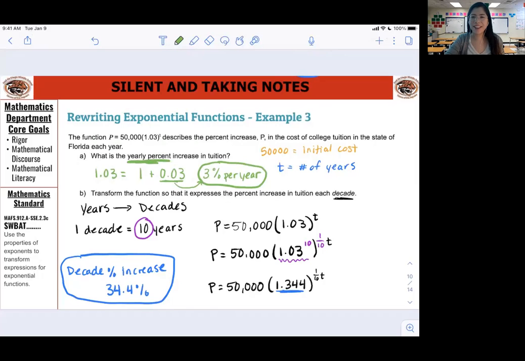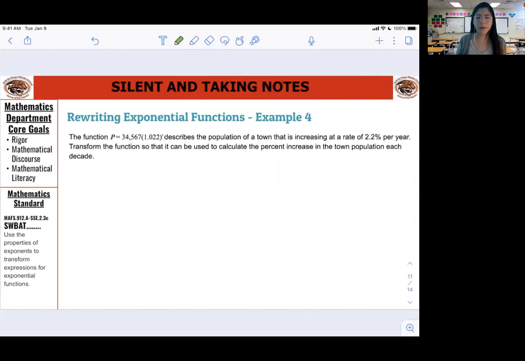Someone just sent me the weirded out face. I get it. I get it. Trust me. This is the one topic where if you don't understand it, I totally am with you. I got you.